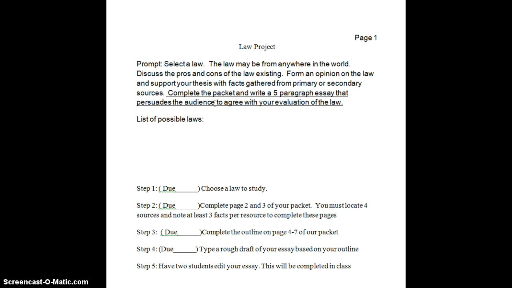Today the prompt was handed out. It says, select a law. The law may be from anywhere in the world. Discuss the pros and cons of the existing law. Form an opinion on the law and support your thesis with facts gathered from primary and secondary sources. Complete the packet and write a 5-paragraph essay that persuades the audience to agree with your evaluation of the law.